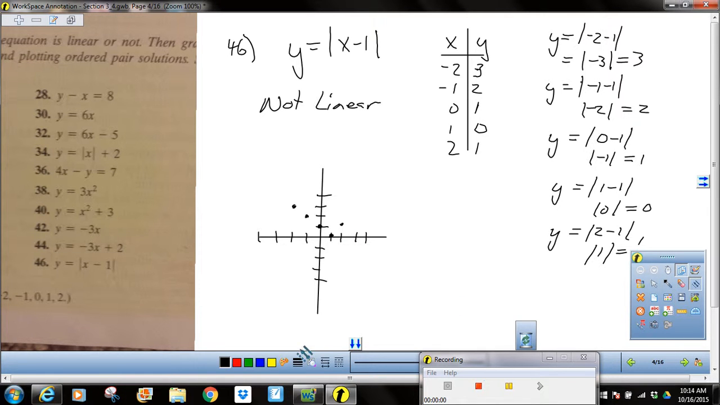And if I draw some lines to connect the dots here, see, it looks like that. The V shape we got earlier when we did an absolute value equation. The reason why the parts of the V are straight lines is because it is linear inside, but the absolute value causes it, anytime you get a negative on the inside of the parentheses, to make it positive and make it go the other direction.